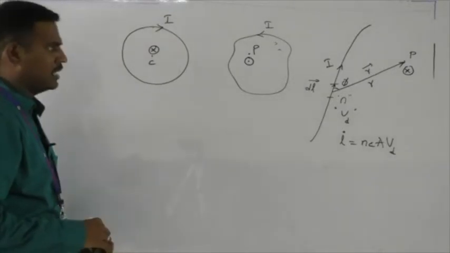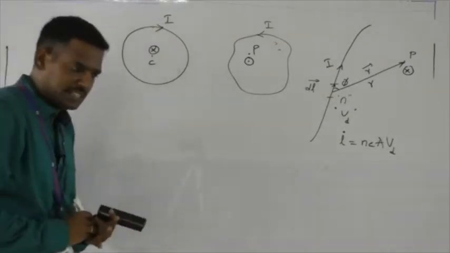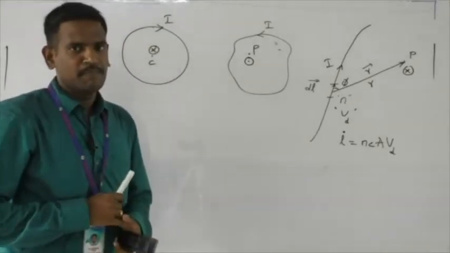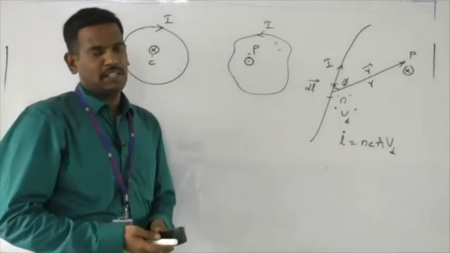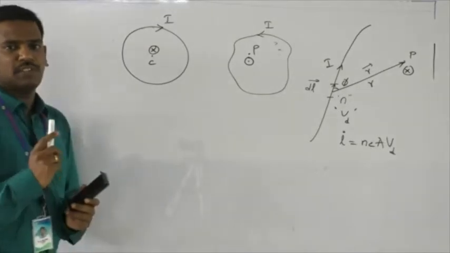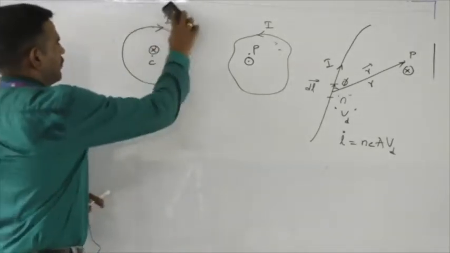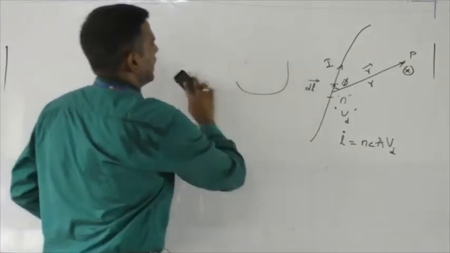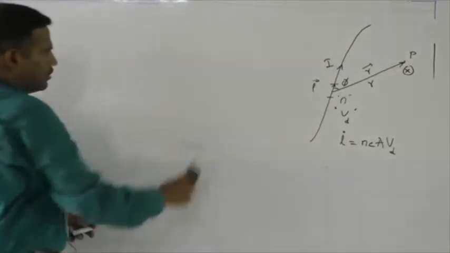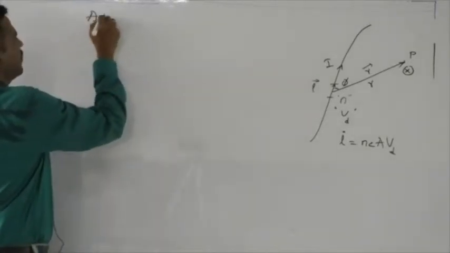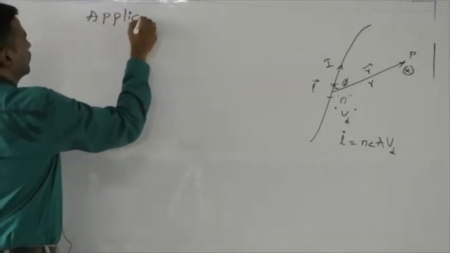As for the magnitude of the magnetic field intensity, that can be found from the Biot-Savart law, and these two are the information for the direction of the magnetic field. And let us see some important applications of the Biot-Savart law. So we will start now with the applications of the Biot-Savart law.